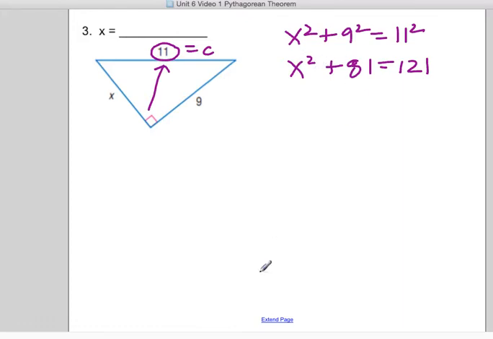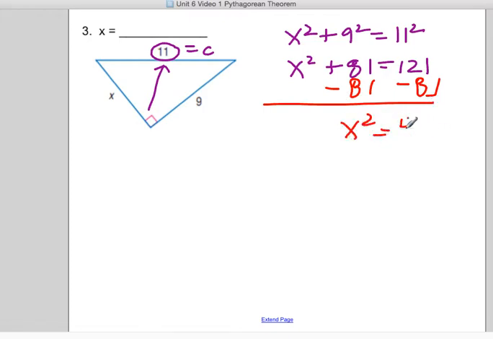Now this time I don't have anything to add together on the left-hand side, so I would subtract 81 from both sides to solve for our x. 121 minus 81 is 40. Okay, then I take the square root. And now I'm asking myself, 40, what does 40 break into? Well, I know it's 4 times 10.